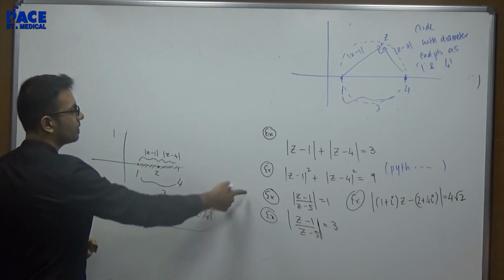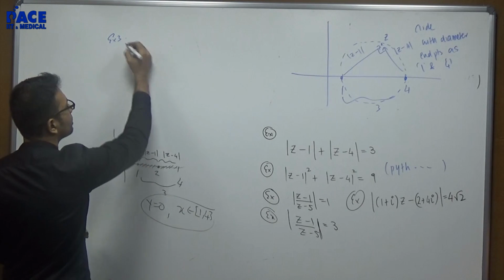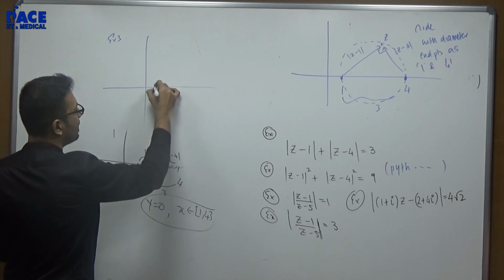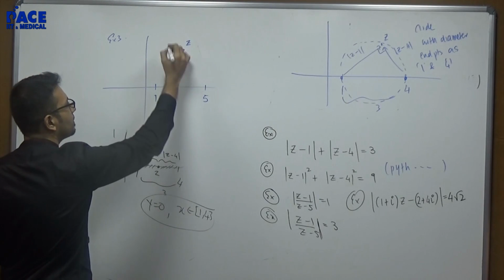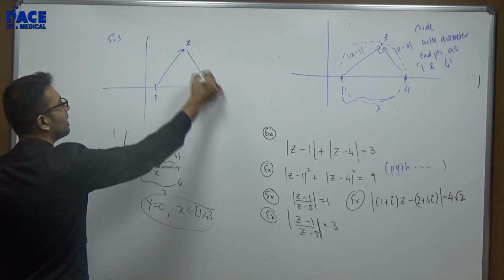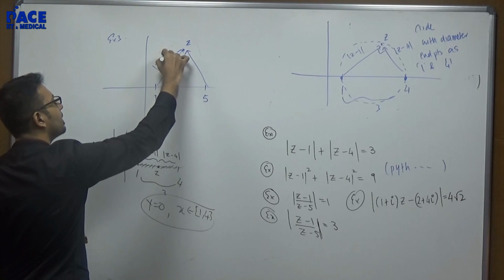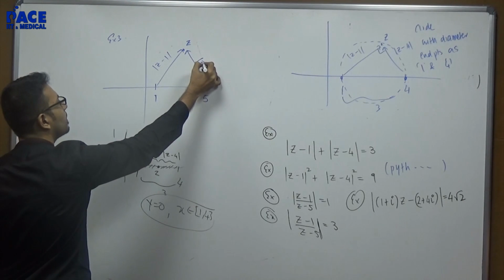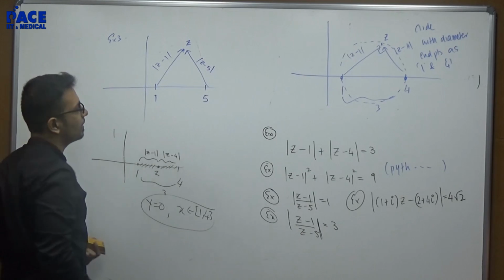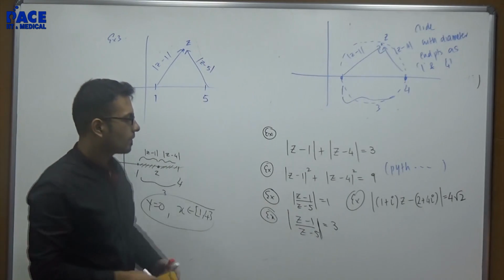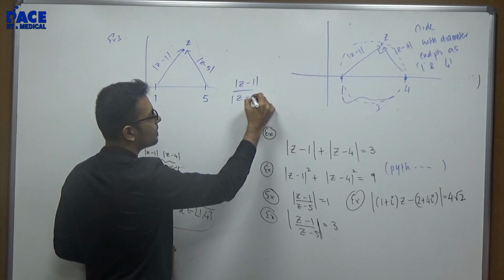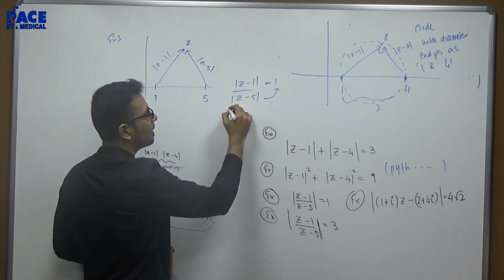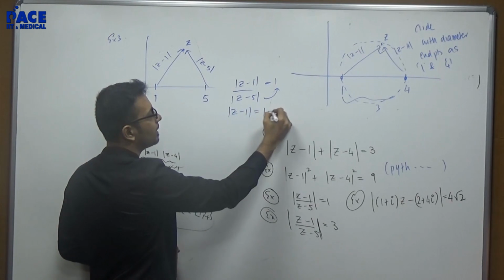So in the third question, you have 2 points 1 and 5. Z is a point over here. This is a vector, this is a vector. This length is mod Z minus 1. This length is mod Z minus 5. Now look, we can set this properly. We can say this is mod Z minus 1 upon mod Z minus 5 is 1. So multiplying here, I will get these two are equal.